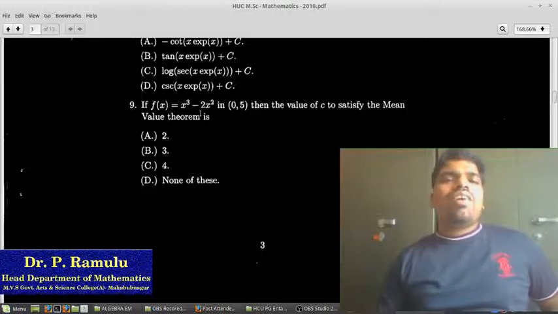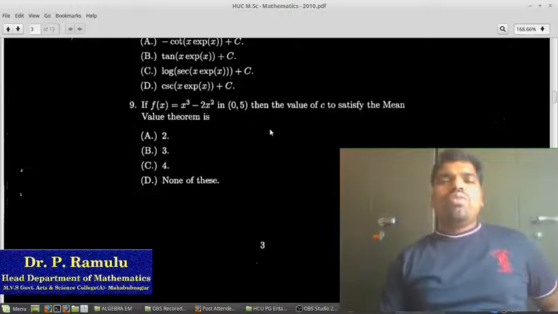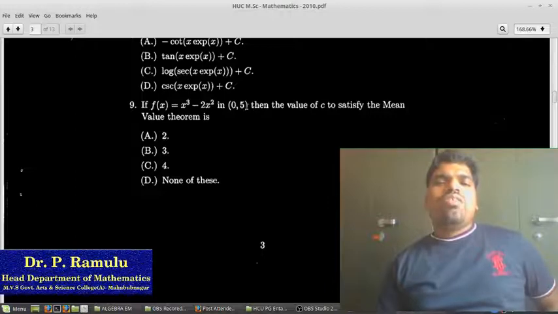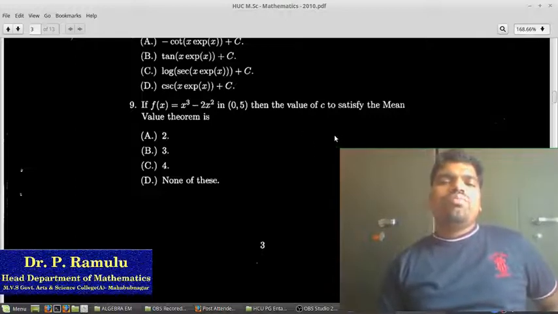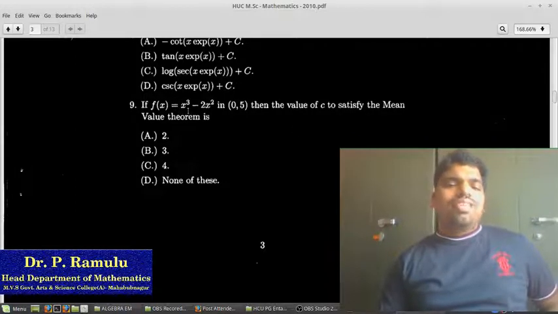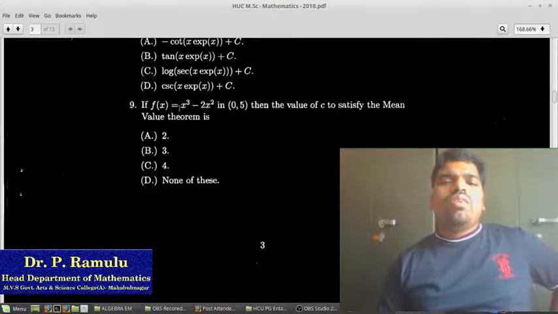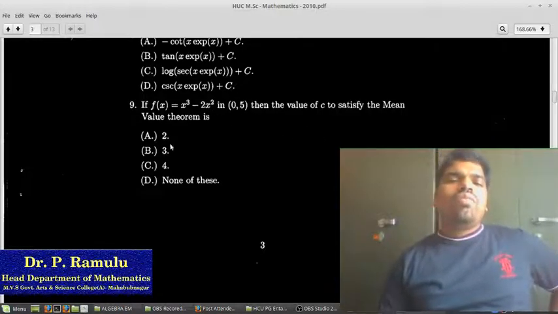So 3c square minus 4c equal to f of b minus f of a by b minus a. f of 5 nothing but 125 minus 50, that equal to 75, f of 0 equal to 0, 75 by 5 equal to f dash of c, nothing but 3c square minus 4c. If you solve this equation, c will be equal to 3. Answer is B. You can solve by using this.